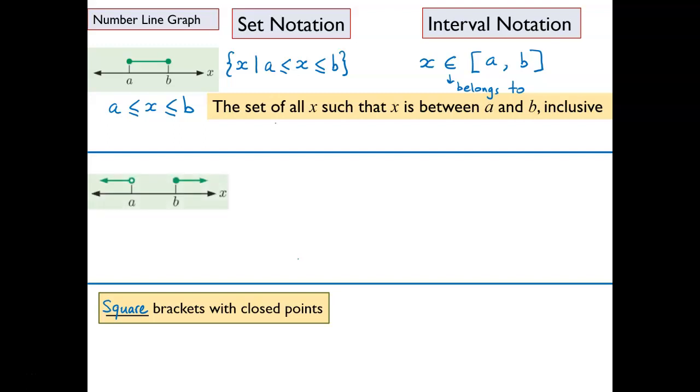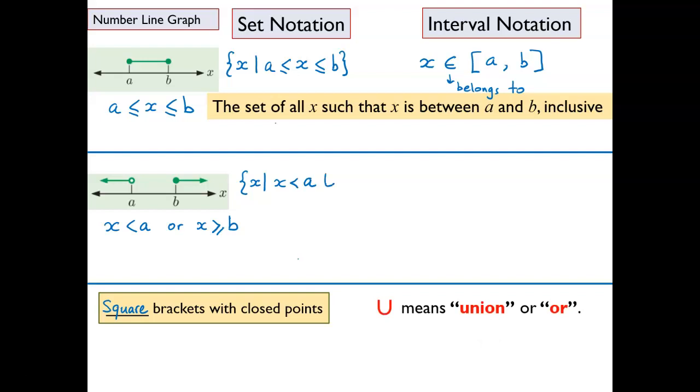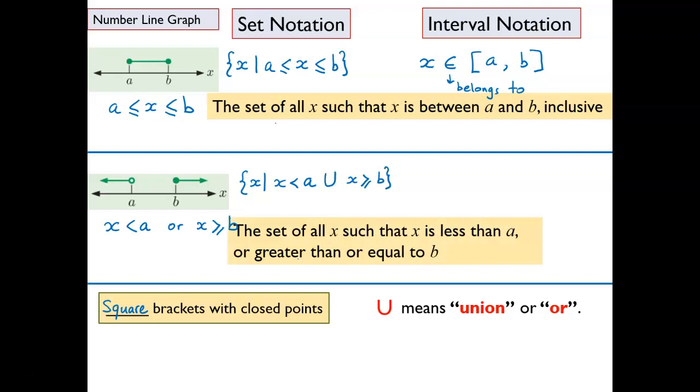Let's look at another example here. In this case, x would have to be less than a, notice the open point, or x would have to be greater than or equal to b. Notice the "or," by the way. Again, set notation, x such that, we put the conditions, x less than a. But how do we write the "or" in maths? We use the U symbol, U standing for union. So we'll put the U, and then followed by the next condition, x greater than or equal to b. Now if you had to write it in words, you would write it as the set of all x such that x is less than a, or greater than or equal to b.